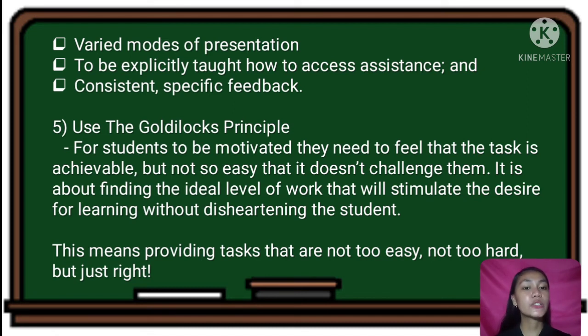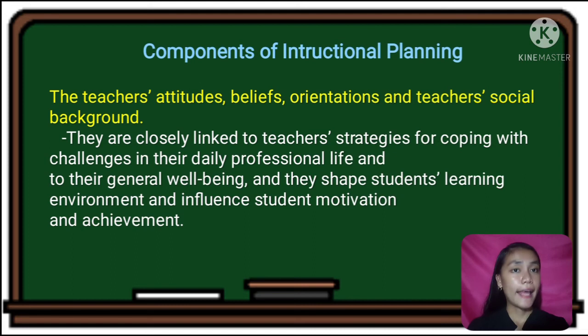The fifth one is use the Goldilocks principle. For a student to be motivated, they need to feel that the task is achievable, but not so easy that it doesn't challenge them. So it is about finding the ideal level of work that will stimulate the desire for learning without disheartening the student. This means providing tasks that are not too easy, not too hard, but just right. Now, let us proceed to the components of instructional planning. So first is the teacher's attitudes, beliefs, orientations, and teacher's social background.